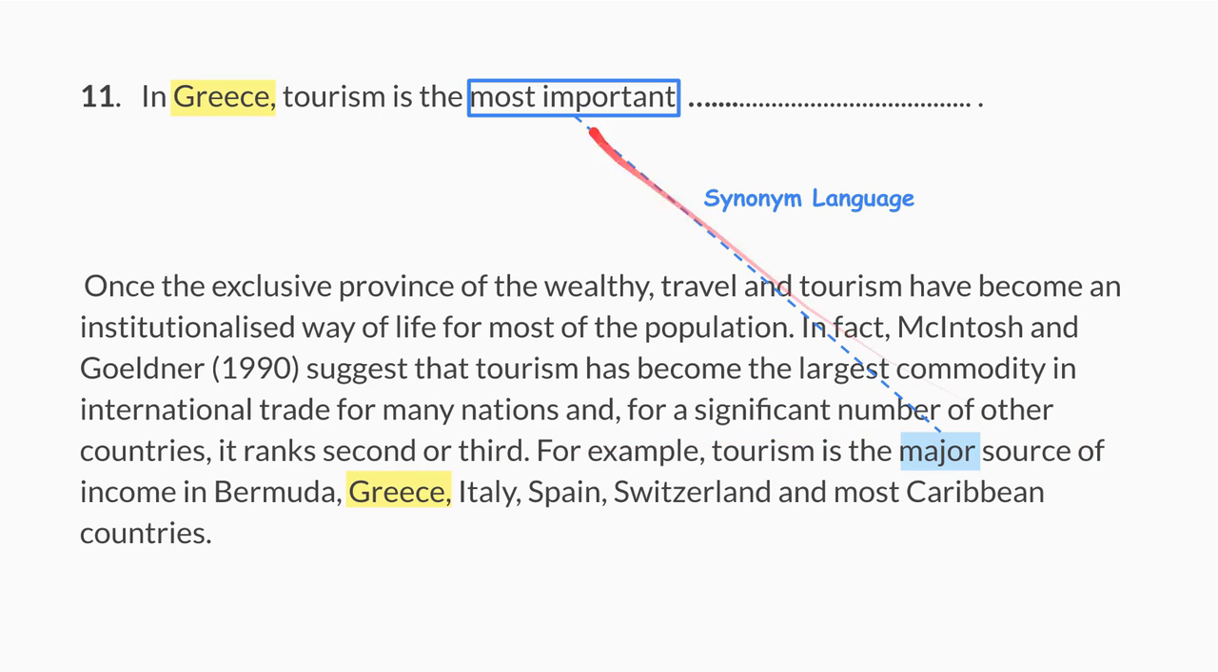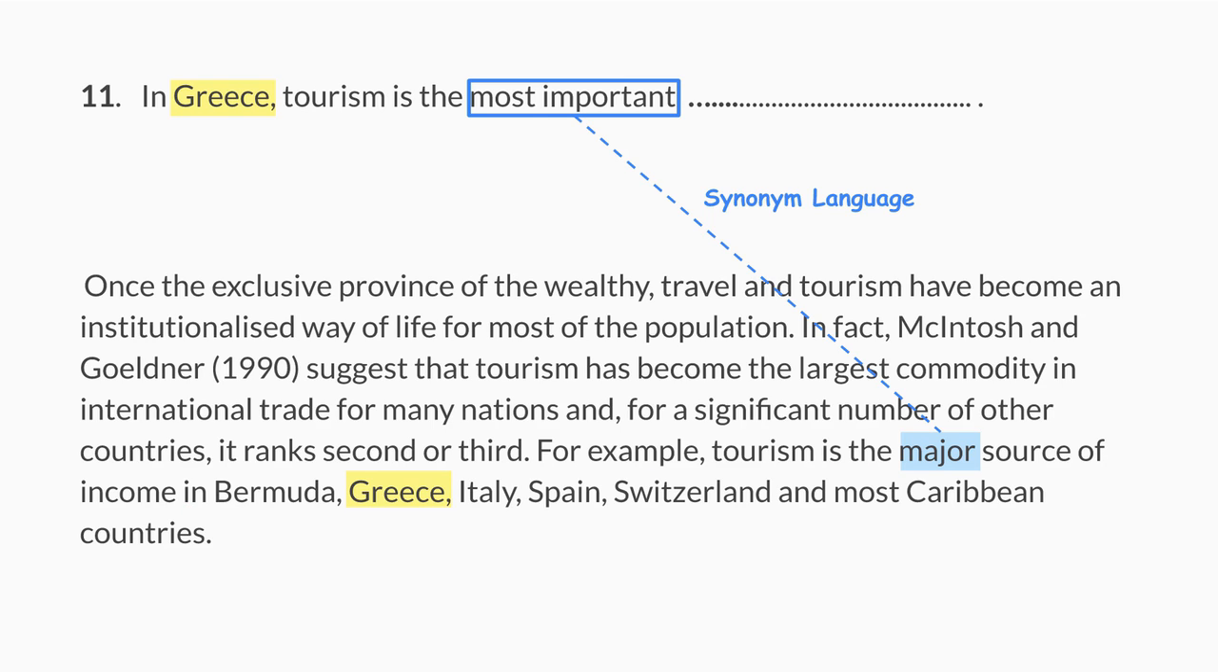The major source of what? The most important what? Source of income. Remember, we could only write 3 words for our answer and no more than 3 words. Source of income is 3 words. So that is going to be our answer.